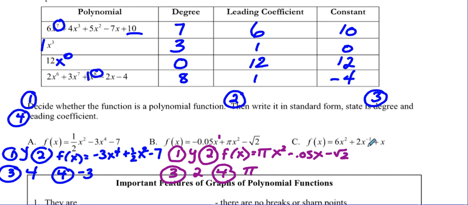And in C, do you see the problem with this polynomial? It has a negative exponent, so this one is a no, and we don't need to analyze it.